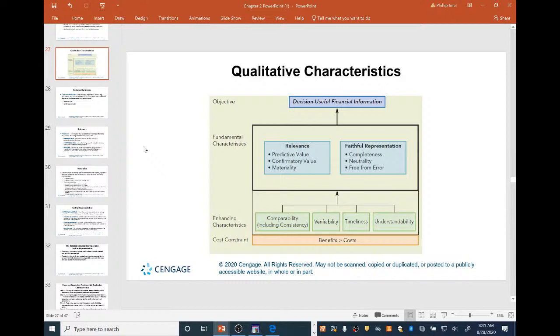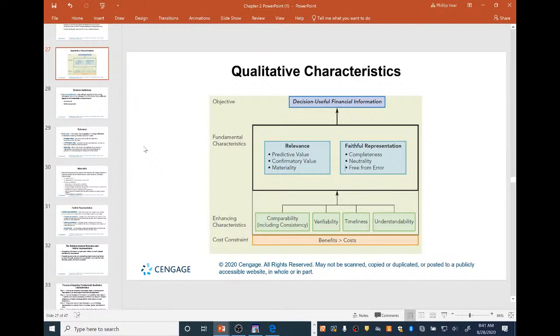Because we can predict it, we can confirm it, and materiality too. So if it's relevant, obviously materiality comes into play, because if it's not relevant, then it's not material, right? So does that make sense, those components? So that'll be on number 3, the fundamental characteristics.